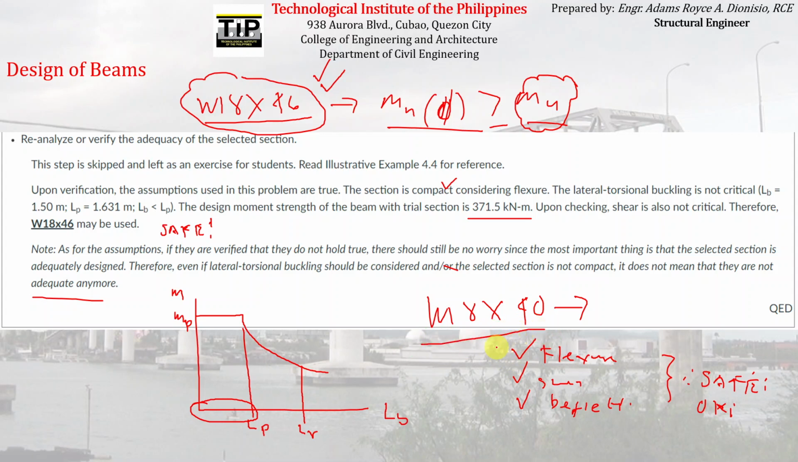Okay. But if ever there is a scenario wherein we have seen that the section that you have chosen actually fails with respect to, say, for example, shear or deflection, then we cannot accept your design. You have to redesign your work. You have to choose another steel section that will result in a safe section with respect to flexure, shear, as well as the deflection limitations. So that is how you design structural steel beams, specifically flexural members.